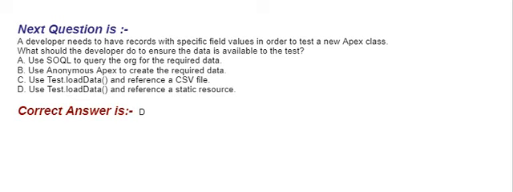Coming to the next question, a developer needs to have records with specific field values in order to test a new Apex class. What should the developer do to ensure the data is available to the test? Option A, use SOQL to query the org for the required data. Option B, use anonymous Apex to create the required data. Option C, use Test.loadData() and reference a CSV file. Option D, use Test.loadData() and reference a static resource. Correct answer is option D.